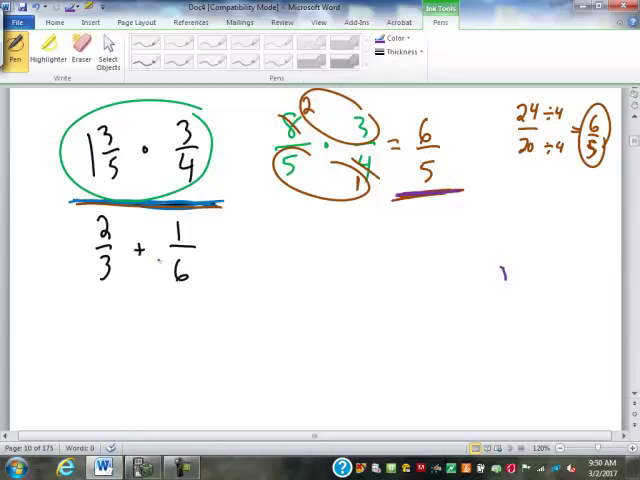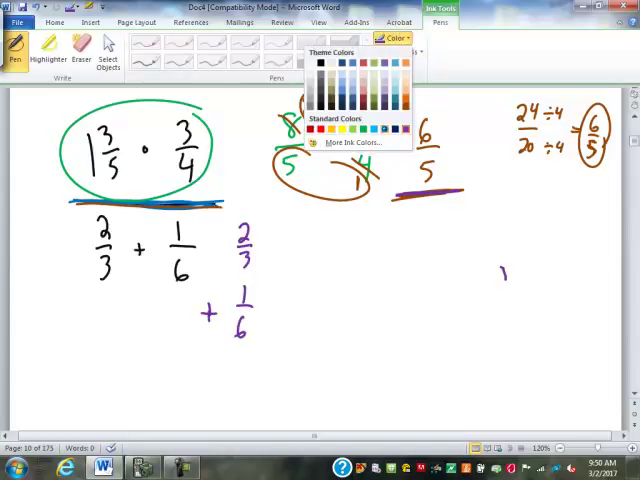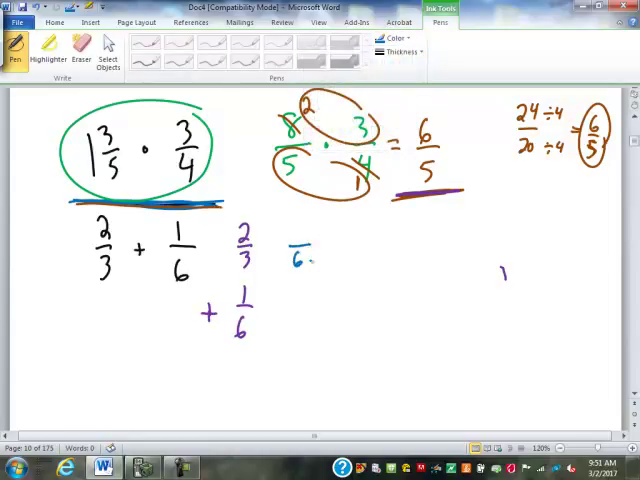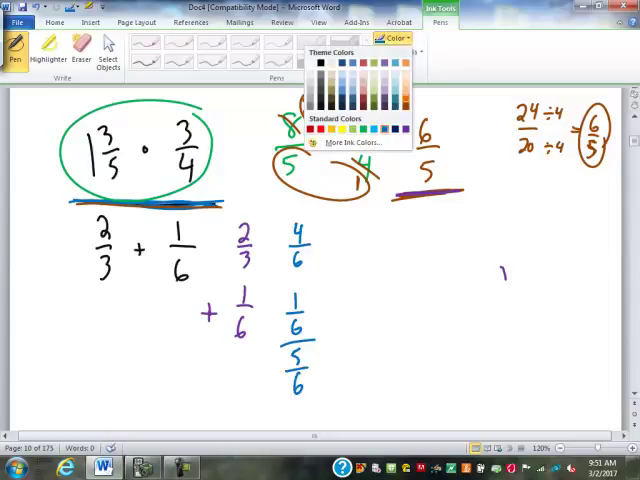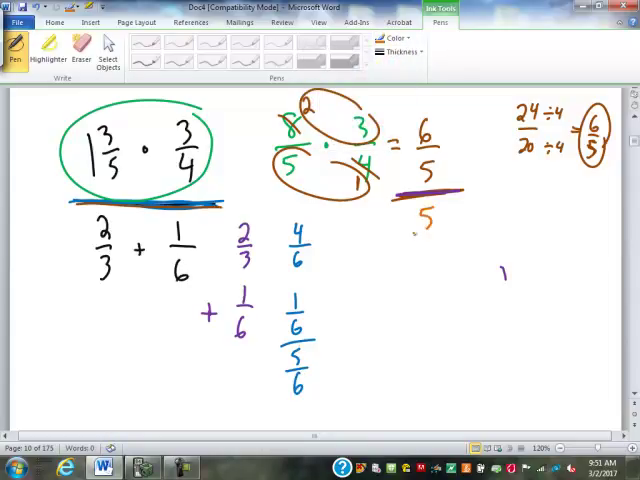So 2/3 and 1/6. We're adding those, so how do we add 2/3 and 1/6? Common denominator, which will be 6. So this is 1/6, yet 2/3 becomes 4/6, which adds up to be 5/6. So this is 6/5 divided by 5/6.